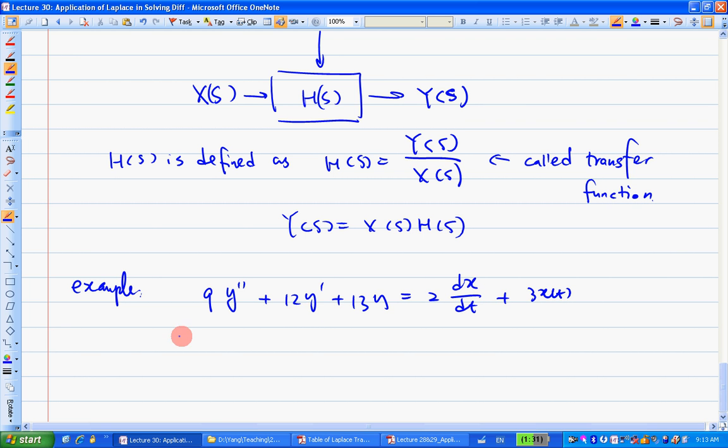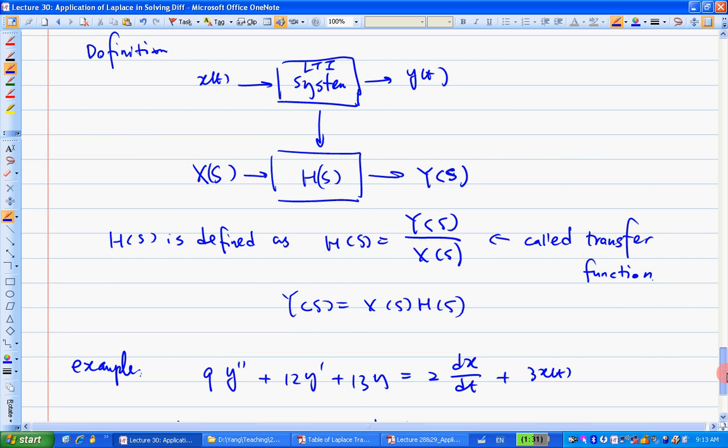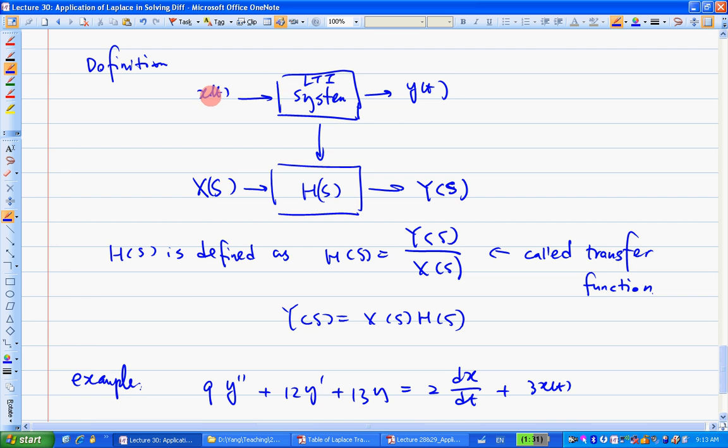When I look at this, x of t is the input, and y of t is the output. In the differential equation, the variable is always y, that's always the output. So here is a system, and if I consider this diagram, x of t is input, y of t is output, right?